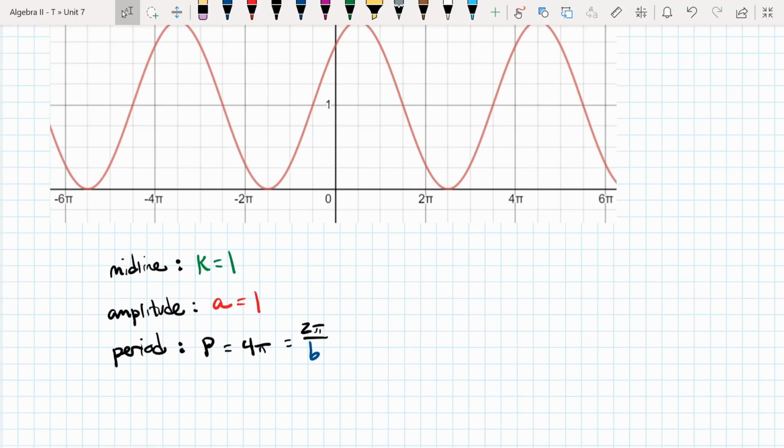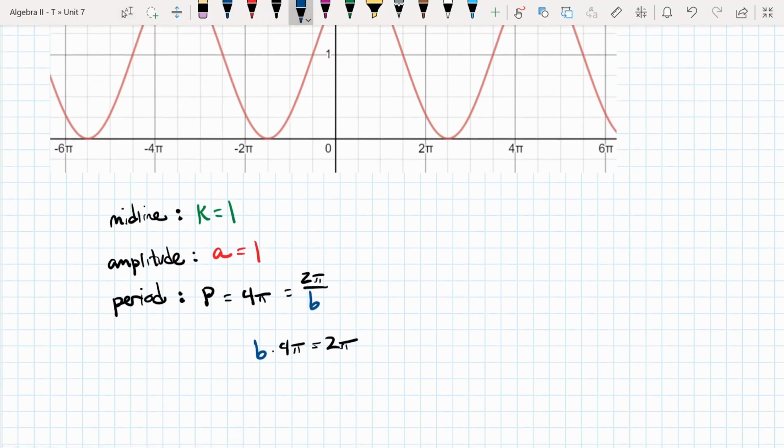So let's solve for b. What we can do is multiply by b on both sides, and let's divide by 4 pi. So b is equal to 2 pi over 4 pi, which is equal to 1/2. So the b value in this case is 1/2.